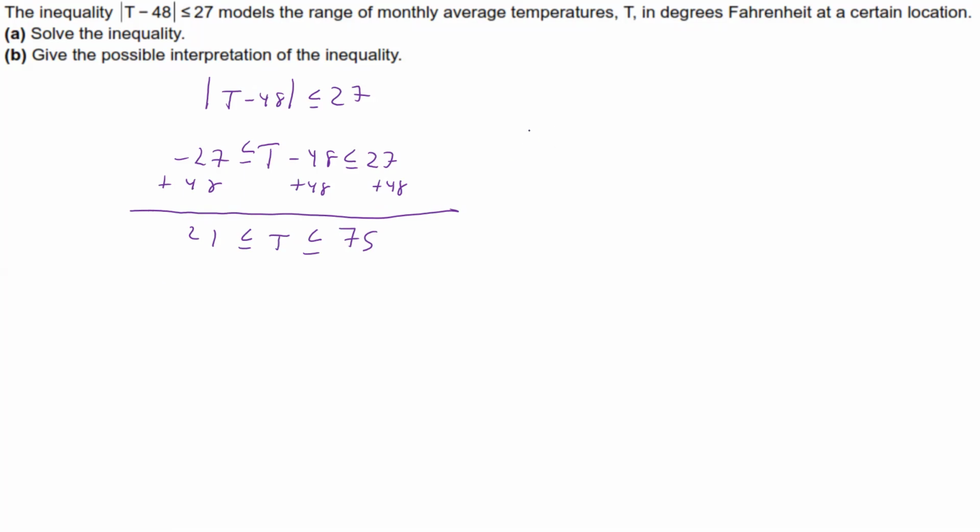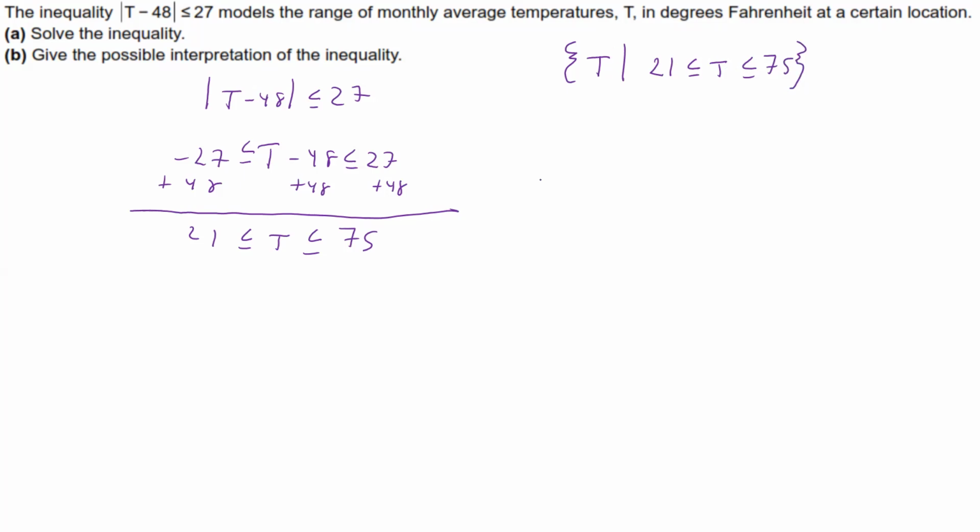Now, if we do kind of like we did on the last one, put it into set builder notation, how would that look? Since it doesn't ask, we'll go ahead and do it anyway. Well, that's going to be T such that 21 less than or equal to capital T less than or equal to 75, and then the end bracket. So that's what it would look like in set builder notation.